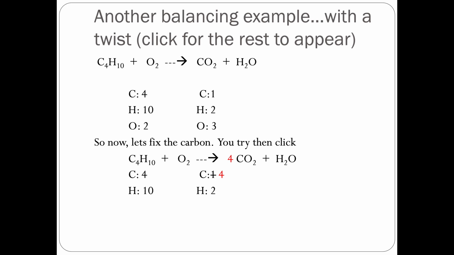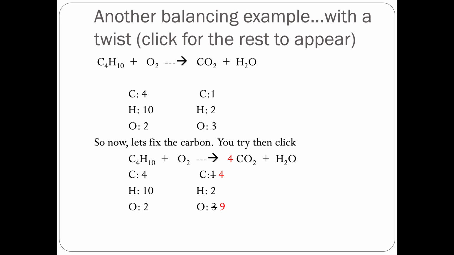The hydrogen's 10 on the left and 2 on the right. That didn't change. The oxygen, though, is 2 on the left, and now it's 9 on the right. How is it 9? Well, you see there's 4 times 2 for the carbon dioxide. That's 8, and then there's 1 for the water. Now, we're not going to balance it yet, but we just want to keep track.